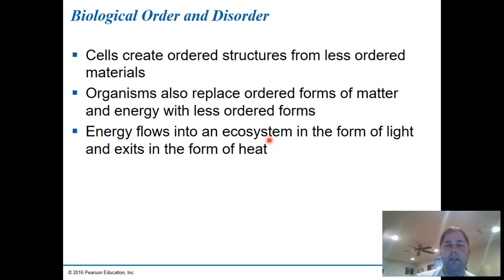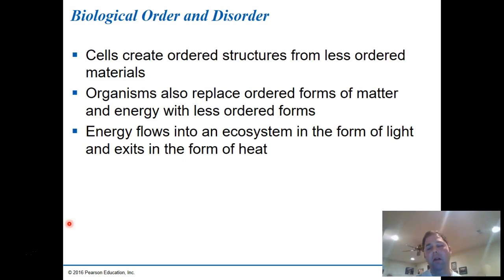So think about a cell. A cell is a much more ordered structure than the alternative, which would be just a bunch of molecules floating around. So all living things do is take disordered things and make them into ordered things. So cells take small molecules, make them into bigger molecules. They take components and build them into more structured things. And they do this to make an organism that can then take ordered forms of matter, such as food and things like that, and break them down into less ordered forms.